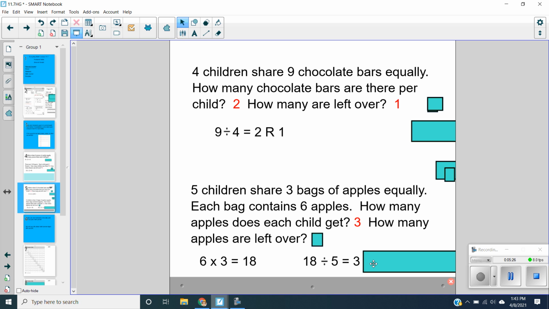But notice how when I counted by 5s, I just got to 15. So I need to think how many more to go from 15 to 18. And that again would be 3. There would be 3 left over. So my answer is 3 with a remainder of 3.